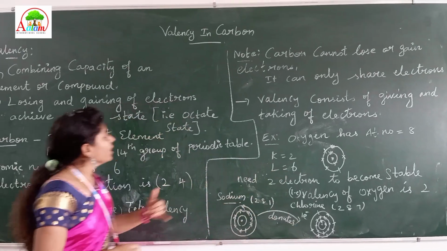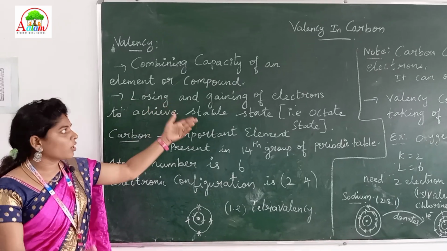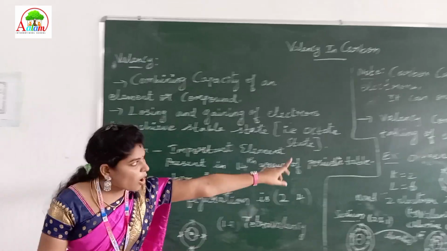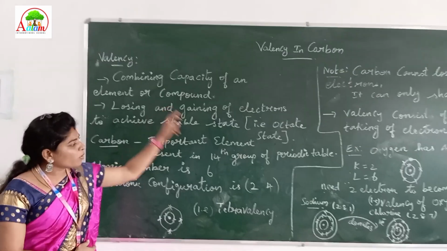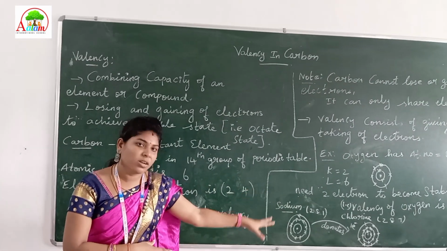Again I am repeating. Valency is the combining capacity of an element or a compound. Oxygen is one element. A compound is this one: sodium and chlorine combining to form a compound.